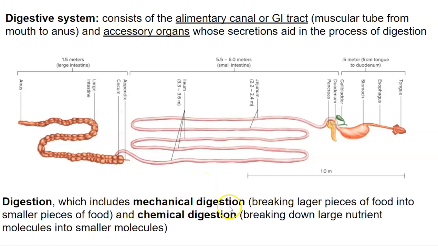Digestion includes mechanical digestion, like what might occur in the mouth, which is breaking of larger pieces of food into smaller pieces of food, and chemical digestion, which is breaking down large nutrient molecules into small molecules. So, for example, breaking down complex carbohydrates into simple sugars, or breaking down large proteins into smaller amino acids.